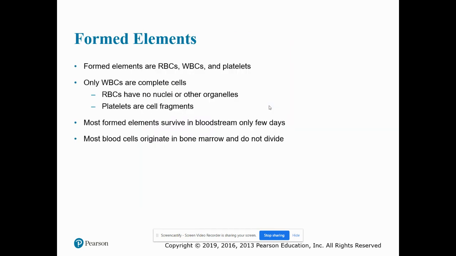And then we start talking about the formed elements. So the formed elements are red blood cells, white blood cells, and platelets. Now, only the white blood cells are complete cells. Red blood cells do not have a nucleus or other organelles. And platelets are just cell fragments. Most formed elements survive in the bloodstream only a few days, and most originate in the bone marrow and do not divide.